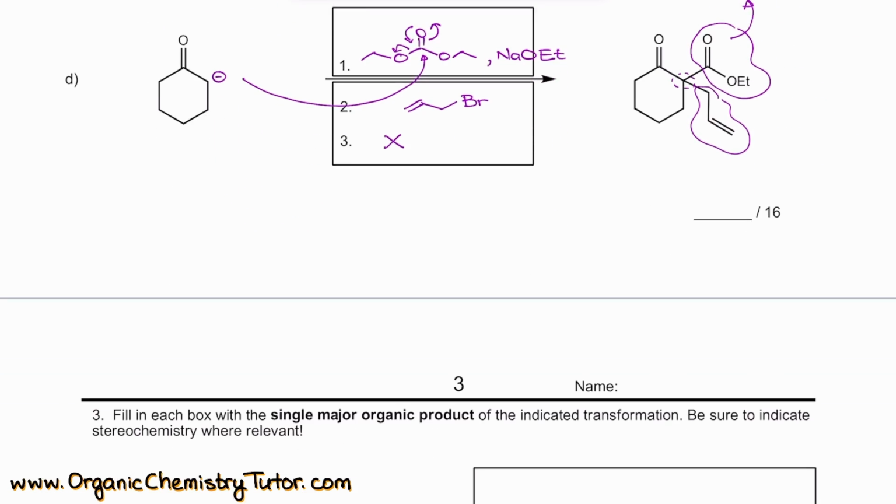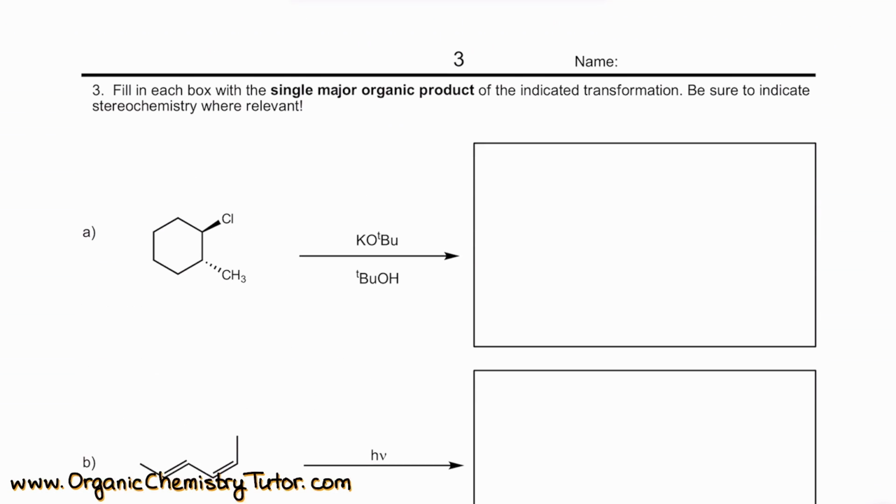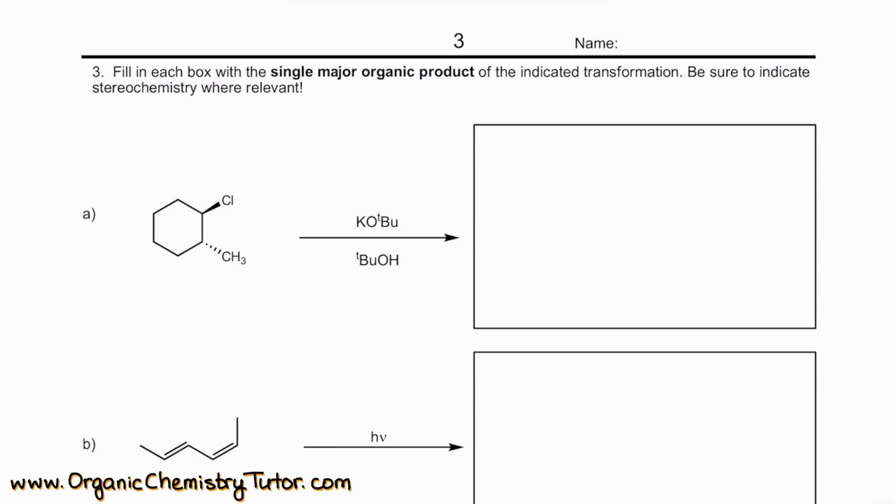Alright. Moving on to the next page, we have a slightly different thing that we need to do. Here we have the starting materials and conditions that are already given to us, and we need to find the major organic product. So if we have multiple, I guess we need to only focus on the major product here. So let's look at our first reaction.